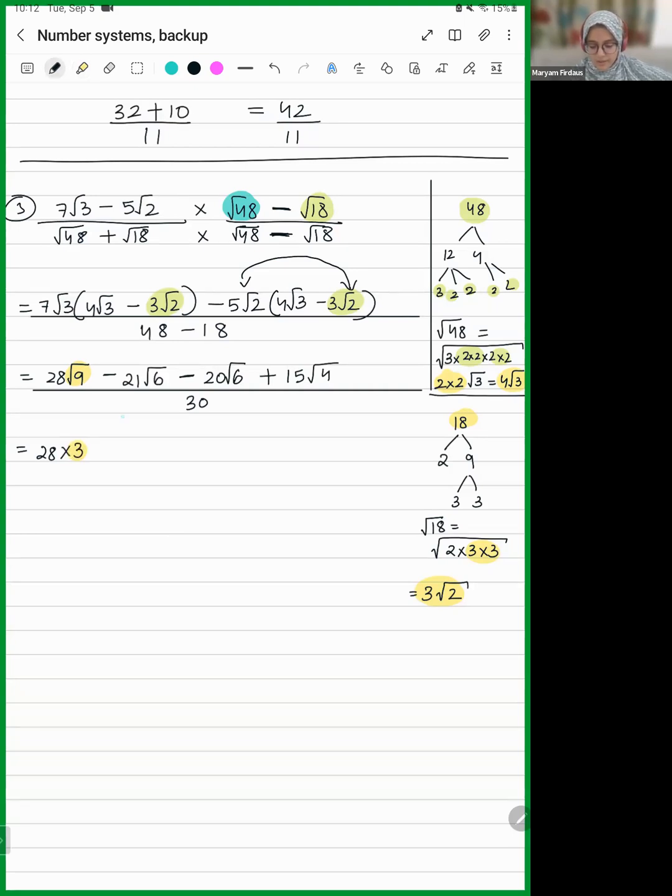Now minus 21 root 6. This we can't do anything about. Acha. We have minus 21 root 6 minus 20 root 6. So if you have something like minus 21x minus 20x, how are you going to solve this? Add them together. Yes, so it becomes what? Minus 31. No, minus 41.